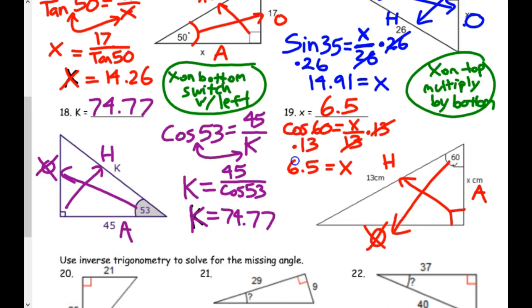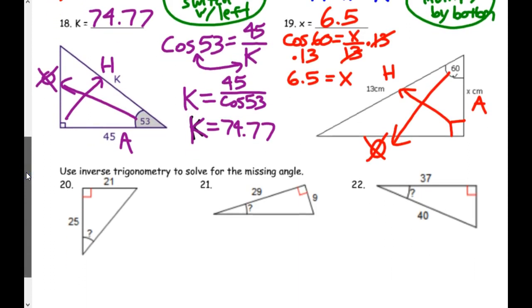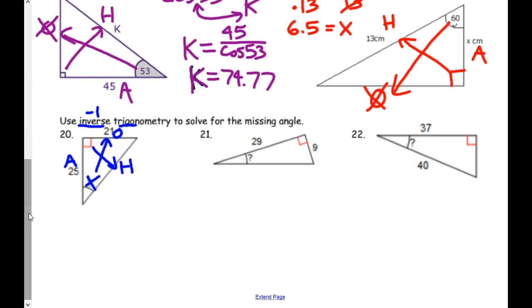Alright, so that's some trig. Down here on 20, 21, and 22, it tells you specifically what you need to be doing. Use inverse trig. Okay? Remember, inverse is the little negative ones, right? So where you see all these question marks, those are x's, okay? So I'm looking for x, but I'm going to do the same setup. Label O, H, A. Which one am I not going to use? H is empty, so I have O and A.